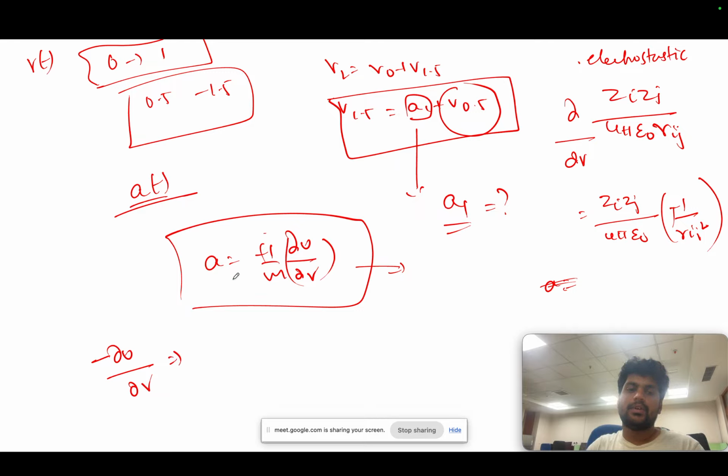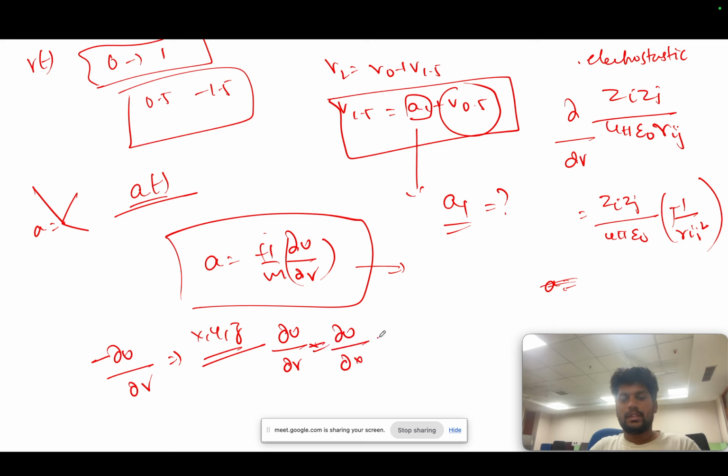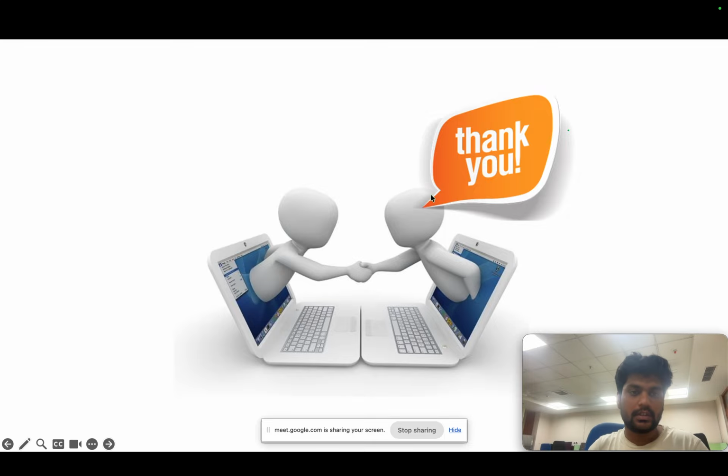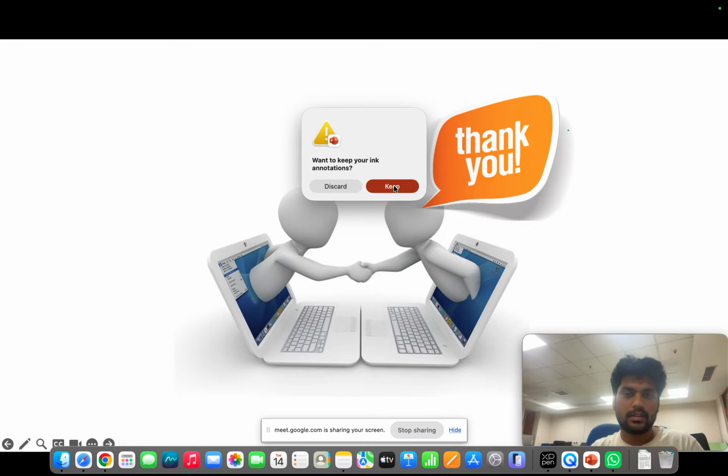But acceleration we need to get in 3 directions, because we need to go this way or that way. So now we have x, y, z directions, 3 directions. You need to apply it on the 3 directions to get the du. So what you will do is du by dx into du by dr. Sorry, one second, I need to add more slides.